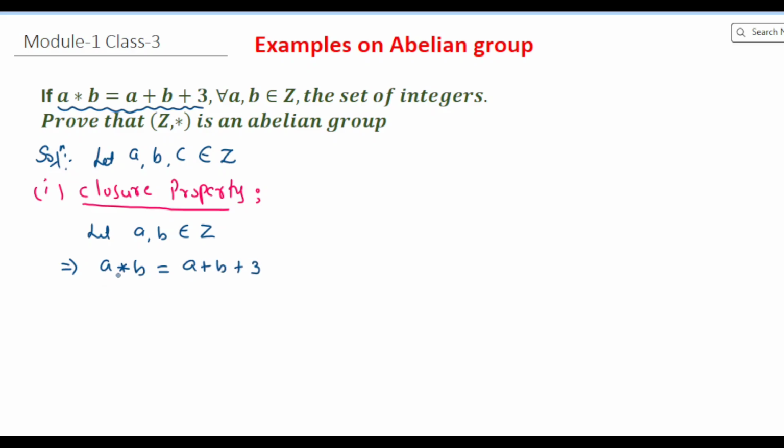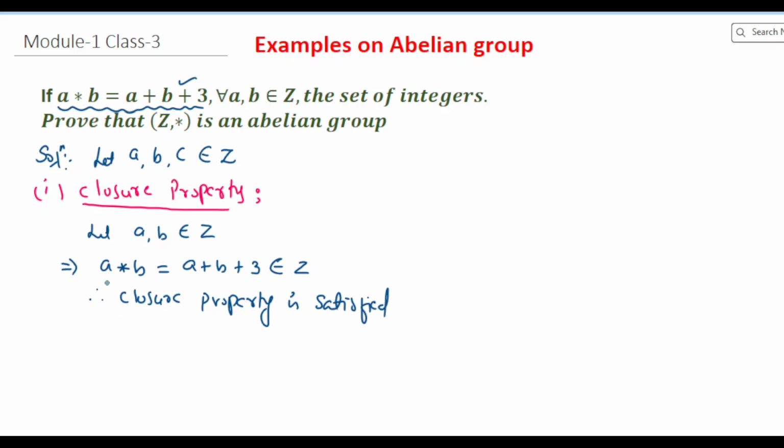So a star b is a binary operation whose function is given by a plus b plus 3, which is the operation between the two elements: you just add them and add 3 to it, as given here. So this also belongs to Z, isn't it? Therefore, the closure property is satisfied.